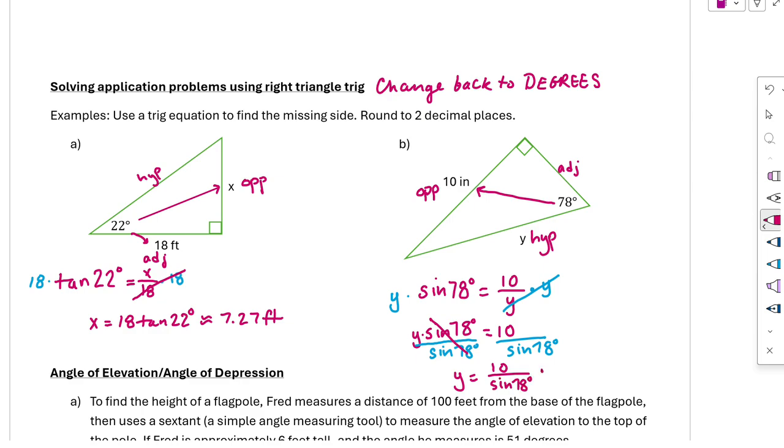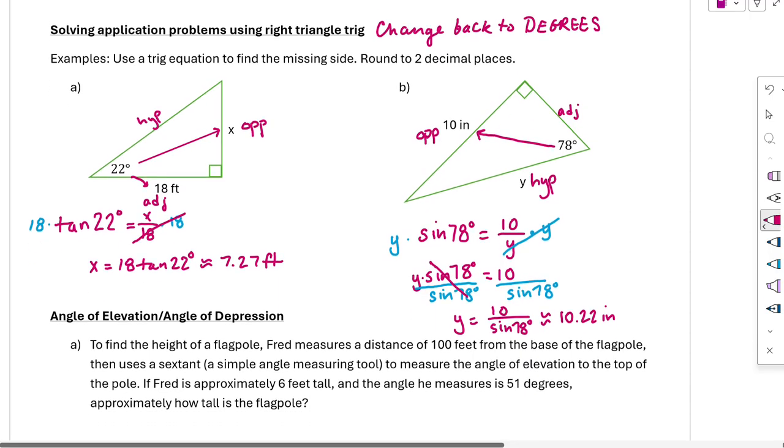When you type that in your calculator, you should end up with about 10.22, and this problem was in inches, so I'm going to make that inches as my answer. One thing you might want to double check when you find your answer is, if you have the hypotenuse, you can compare it. The hypotenuse always has to be the longest side. So although it is only 10.22, that's okay. It is longer than 10, so we should be good there. All right, hopefully that is something you've seen before and just a good refresher on that.